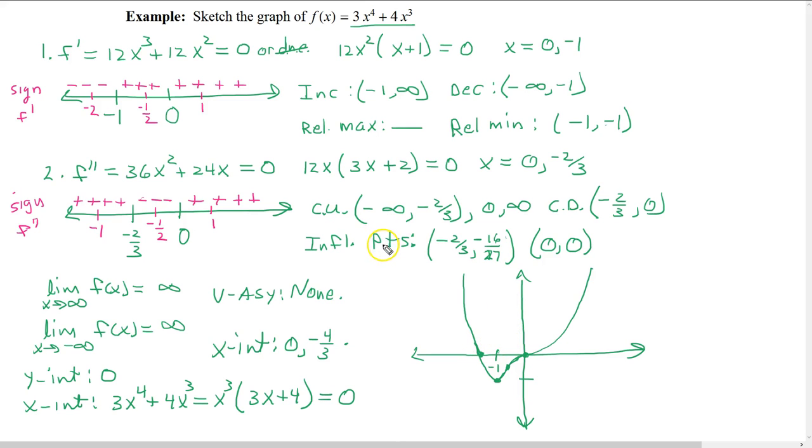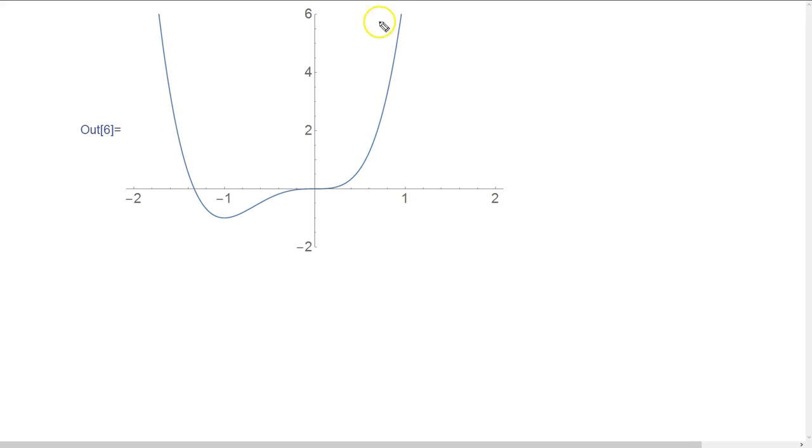So here's what the actual graph looks like. And here's the graph of the function, and it looks exactly like what we had graphed. Notice we have a relative minimum right here at -1, -1. Right about here is our inflection point. That was the point -2/3, -16/27. Right here we have another inflection point that was 0, 0.